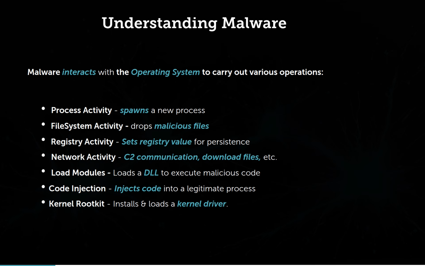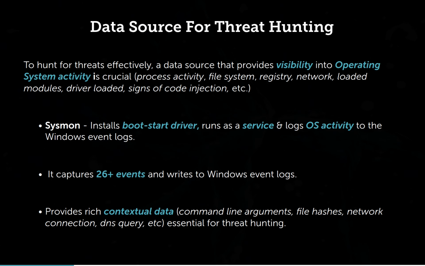Which means if you want to effectively hunt for threats, you need a data source that gives visibility into these kind of operating system activities. One such tool that you can use to get visibility into the operating system activity is Sysmon. So what is Sysmon? Sysmon is a free tool from Microsoft, which you can download and install. And when you install, it installs a boot level startup service and it logs system activity to Windows event logs.